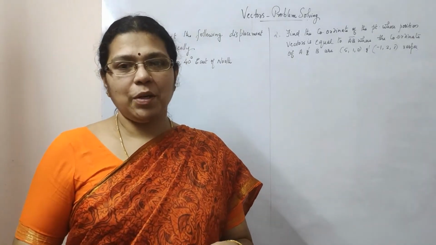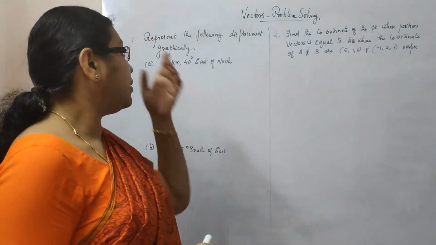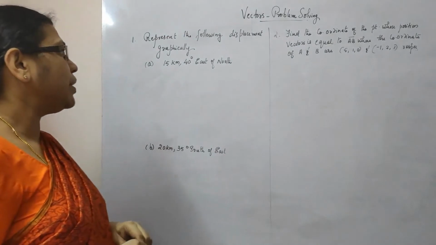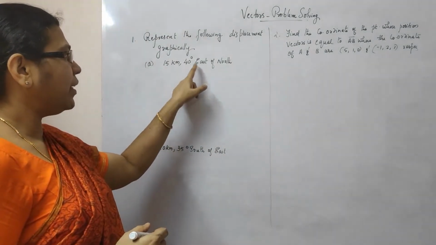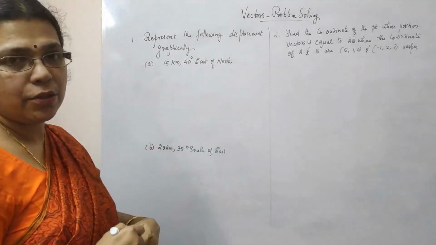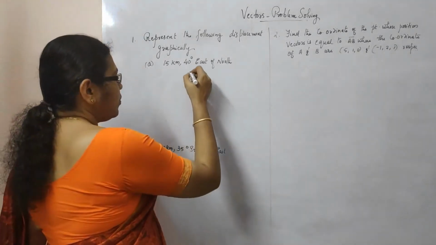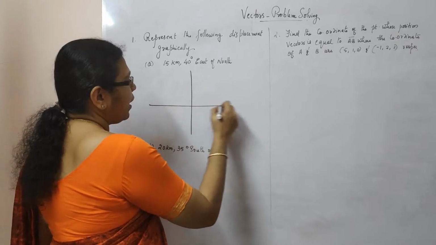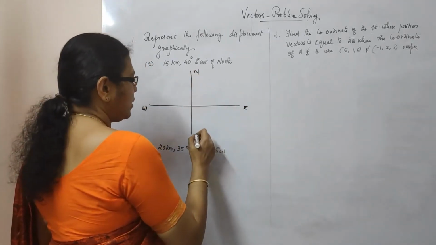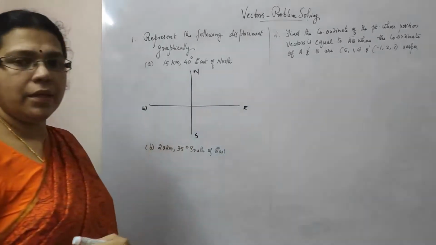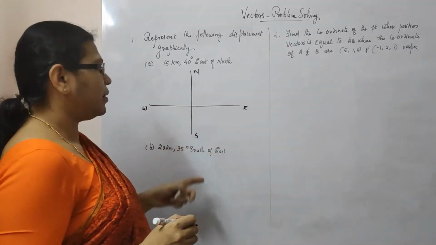Now, let's see the problem session. See the first problem. Represent the following displacement graphically: 15 kilometers, 40 degrees east of north. So this is something that I need to express graphically. So I have, this is east, this is west, this is north, and this is south. Okay, east, west, north and south.